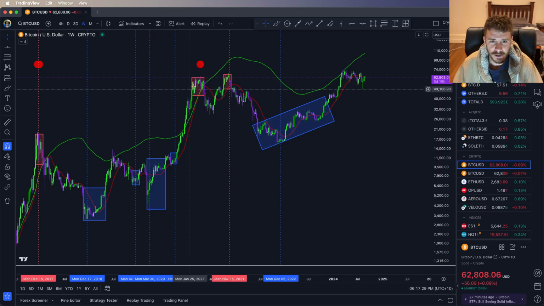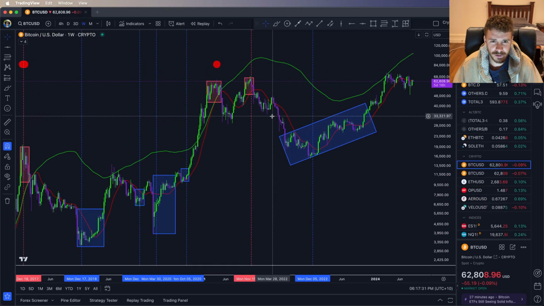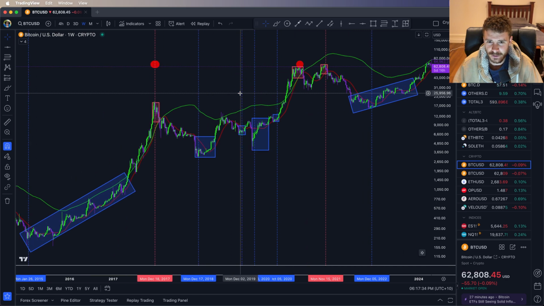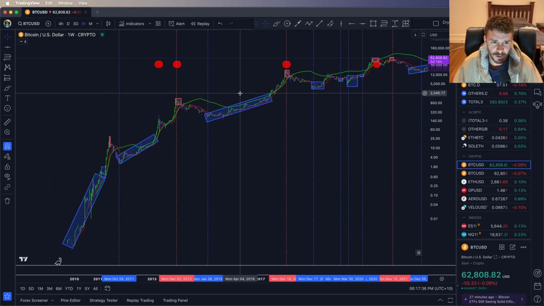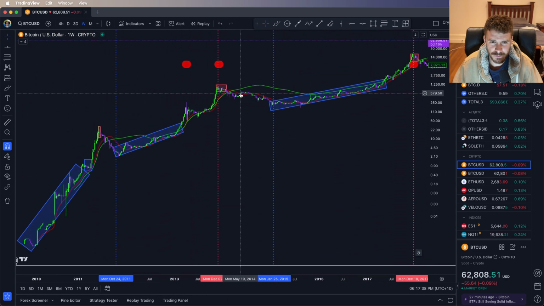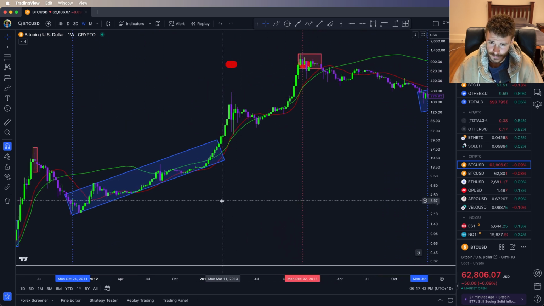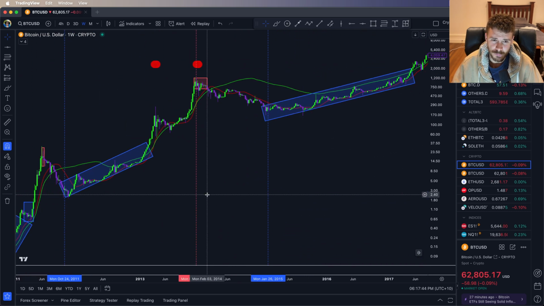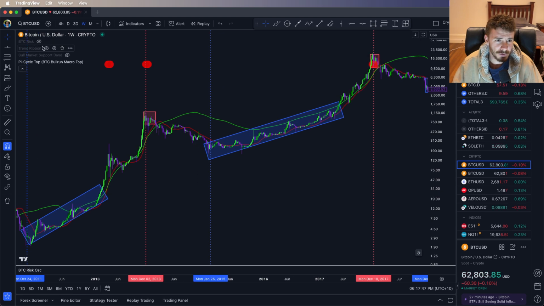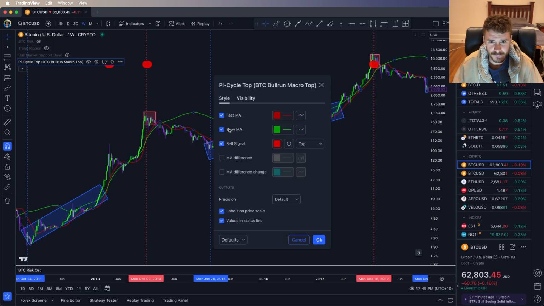So that is the green and red indicator I've got on my screen here, and these red dots, as you can see. So I can go back to when it was first triggered. You can see the two moving averages there. I'll just show you on the indicator itself. So you've got the fast, which is the red, 111-day, and the slow in green, which is the 350-day SMA, and the sell signals as well.